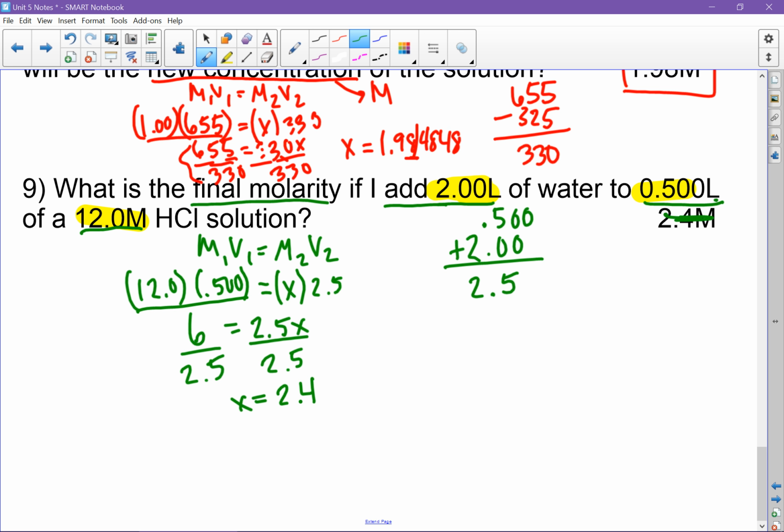And then I'm going to fix my sig figs. So I've got 3 in all of my original numbers, which means to make this 3 I'm going to add a 0. Because I'm looking for molarity, the unit for molarity is M. And that's it. If you still need a little bit of help, come on over and ask.